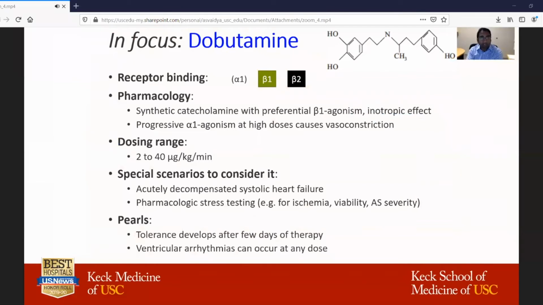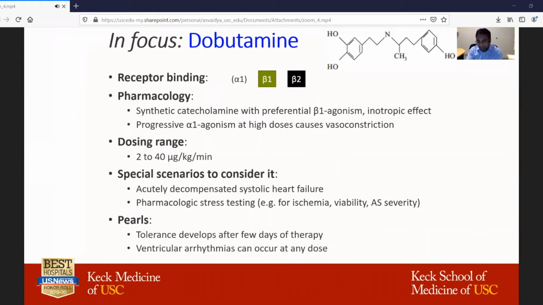The receptors that it binds to are beta-1 and beta-2 predominantly. In really high doses it can have a little bit of alpha-1 agonism. So it has preferential beta-1 agonism, which is your inotropic effect, but it does have some beta-2 effects, which will give you some vasodilation. The dosing range is 2 to 40, but it's very important to remember that doses of 40 plus of dobutamine are only seen in stress testing, and really doses above 7.5 to 10 start having less inotropic effect as opposed to the chronotropic and alpha-1 effect.